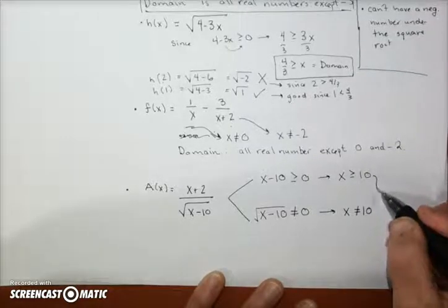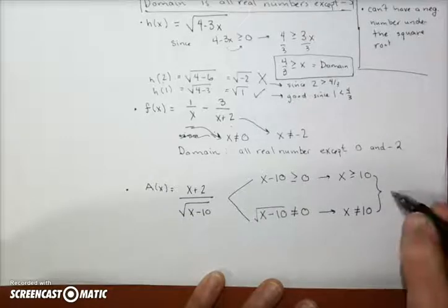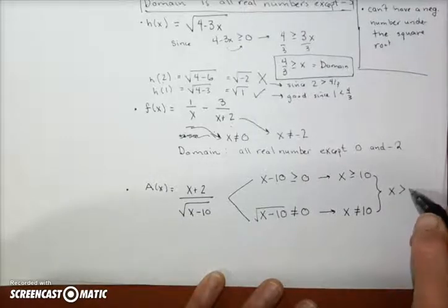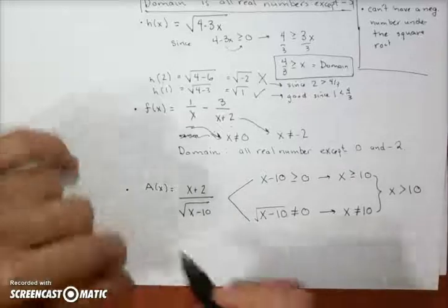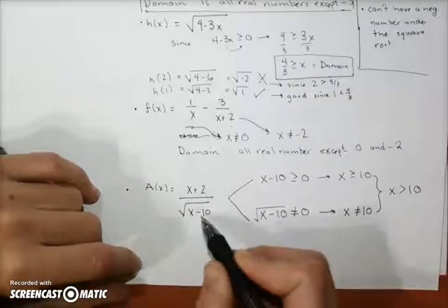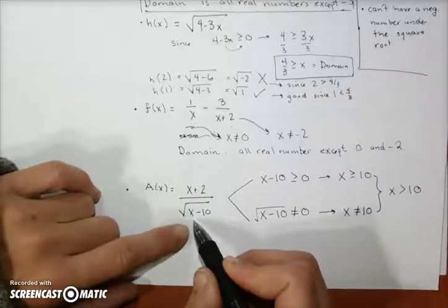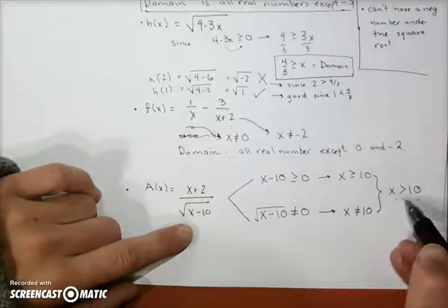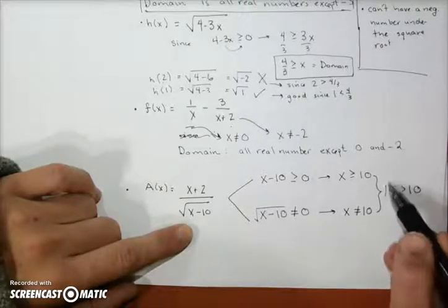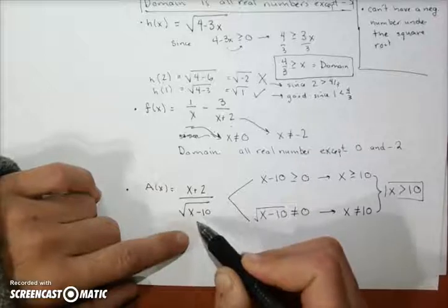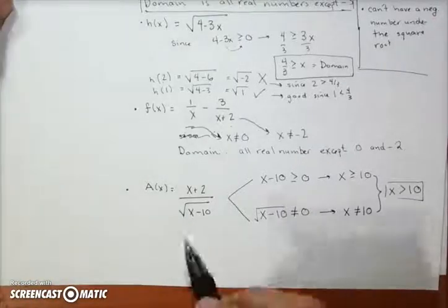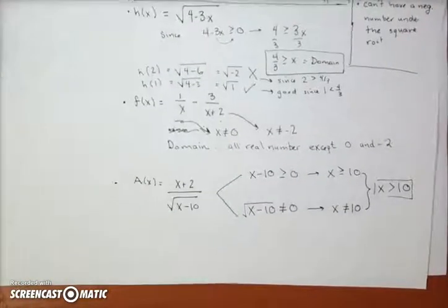So now if I combine what I learned from each of these rules, I know that x must be strictly greater than 10. If I try to do a of 10, I'd get a 0 in the denominator. If I try to do a of 9, something which is smaller than 10, not in the domain, then I get a negative number under the square root sign.